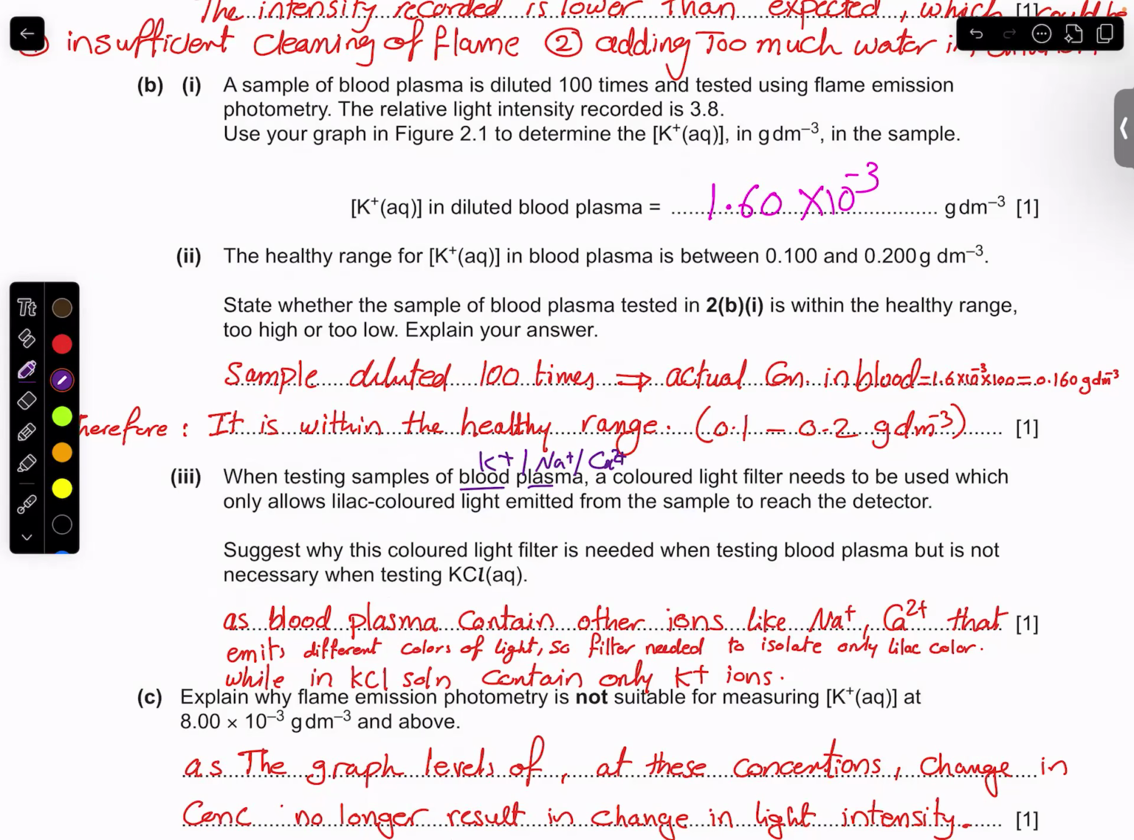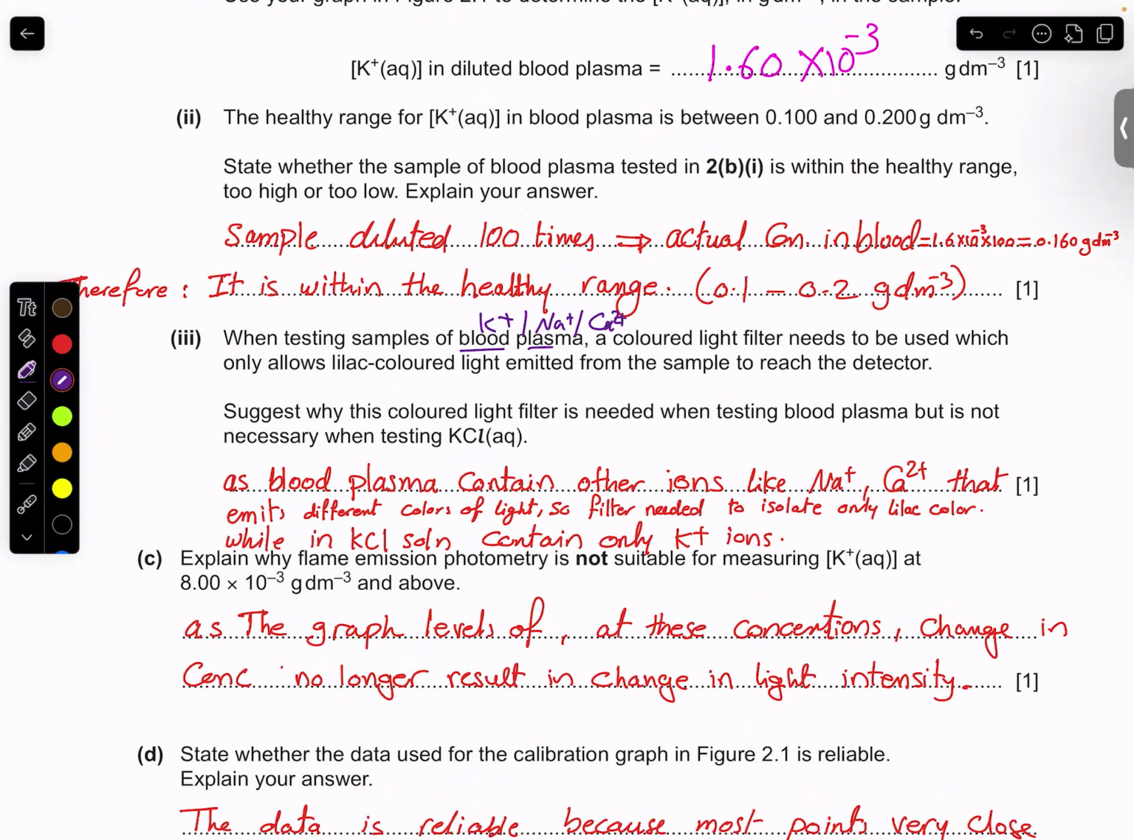So when we measure the relative light intensity in the flame test, it may produce more than one color. To avoid these colors, we have to filter, because I need only the lilac color. The yellow color produced by sodium, for example, I don't need it. So we have to put a filter. This filter only lets the lilac color through and stops the rest of the colors from passing.